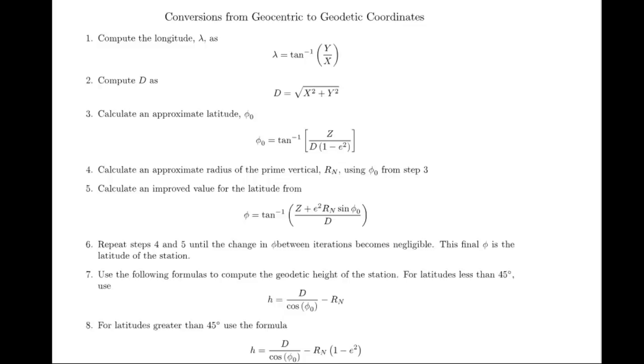And then we're going to use our new Rn that we just calculated to calculate an improved value for the latitude. So this would be considered phi sub 1, if you will, or phi sub n, depending on how many of these we have to do. That's going to be tan inverse of z plus our eccentricity squared times our radius in the prime vertical times the sine of that latitude, divided by d. And then we're going to go through steps 4 and 5 until the change between these iterations becomes negligible.